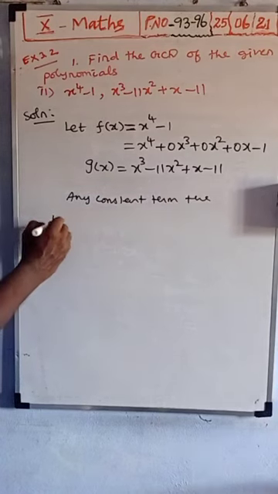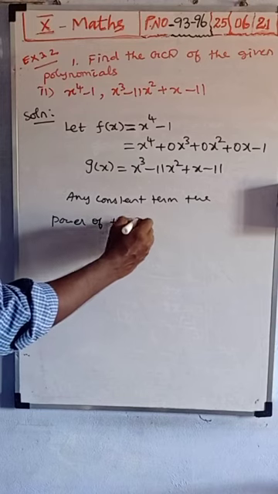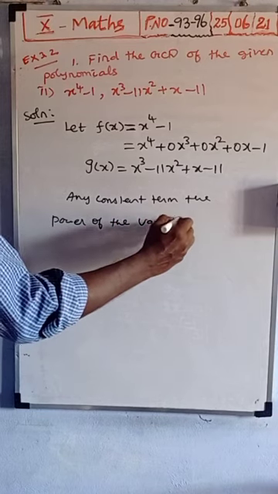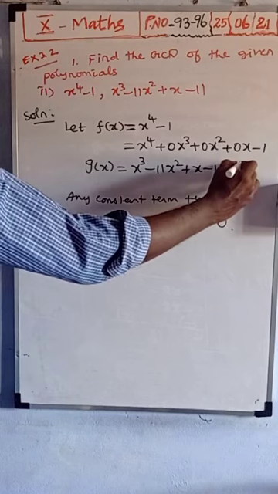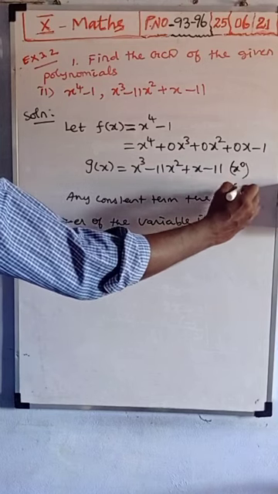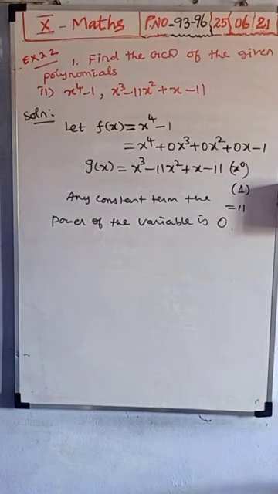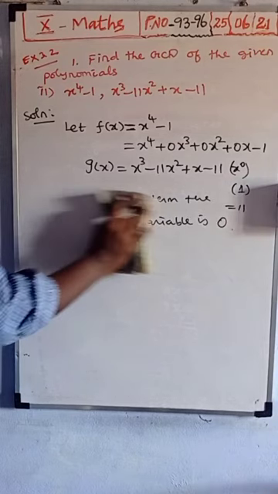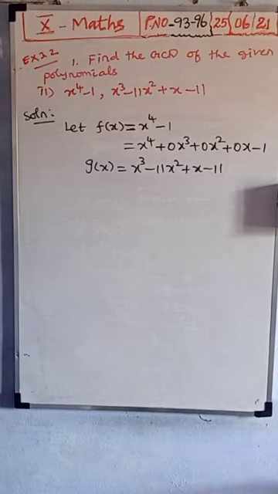the power of the variable is 0. Any constant term, the power of the variable is 0. Actually here x power 0 is the meaning. x power 0 means what? 1. So 11 into 1 we will get 11 only. So any constant term, the variable will be there. That variable power is 0 is the meaning. Okay, 1 mark this is.